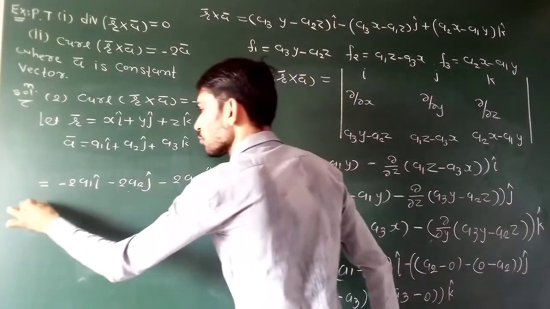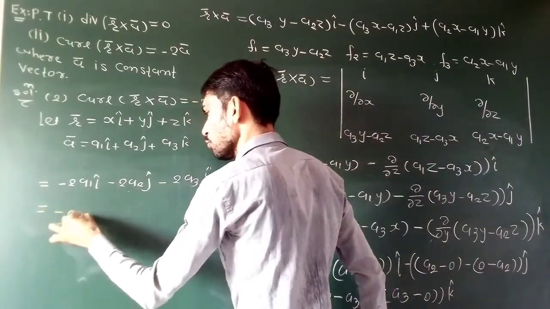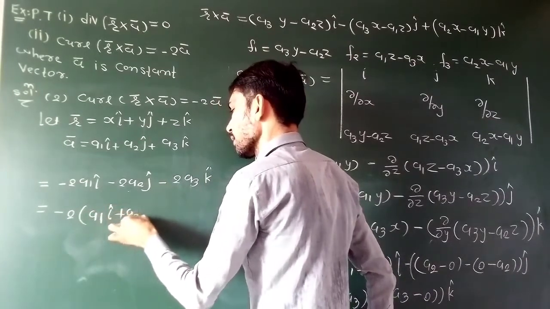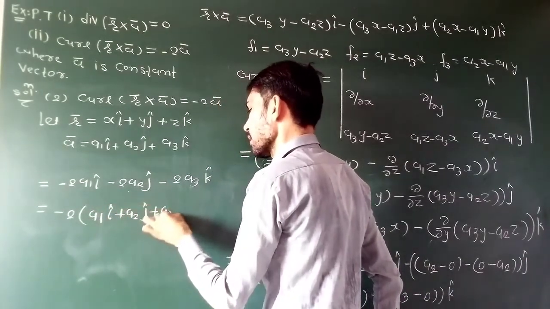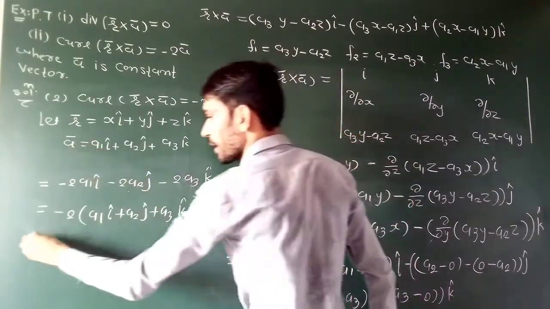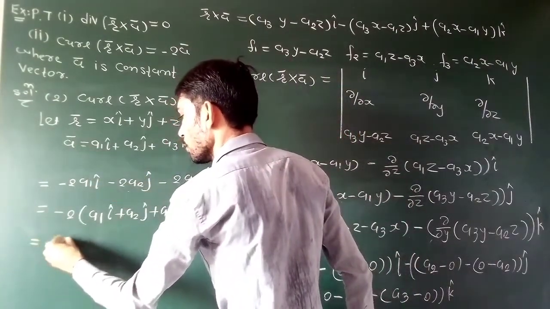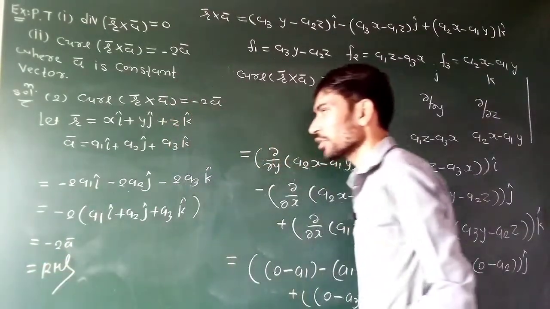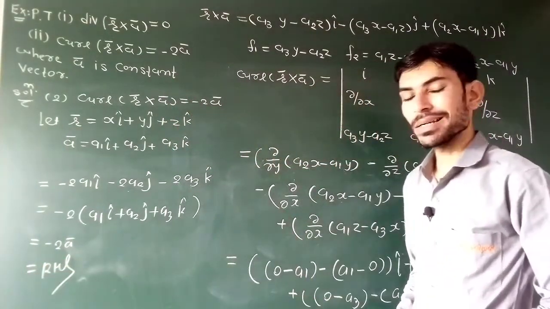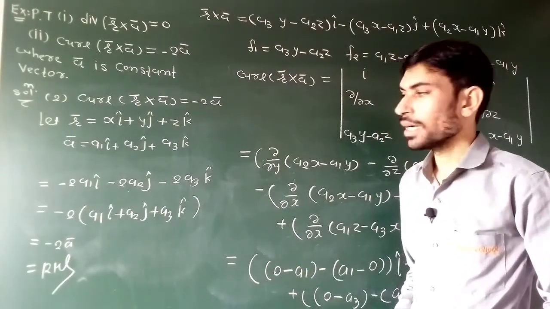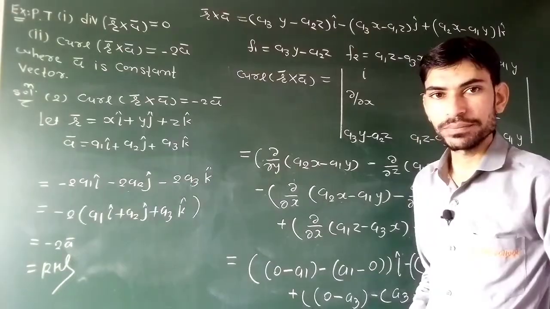Now take minus 2 outside, so remain a1 i cap plus a2 j cap plus a3 k cap, and this is nothing but our vector a bar. So here we write minus 2a bar, which is nothing but the RHS. So this is the simple proof of our second result. I hope you understood how to prove both the results. Now we see the second example.